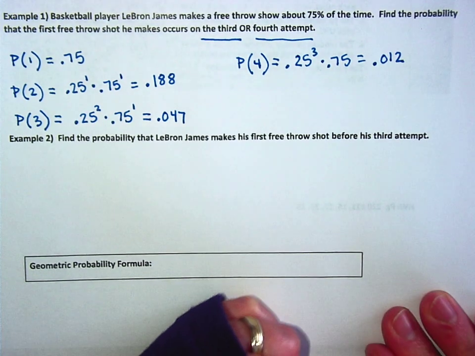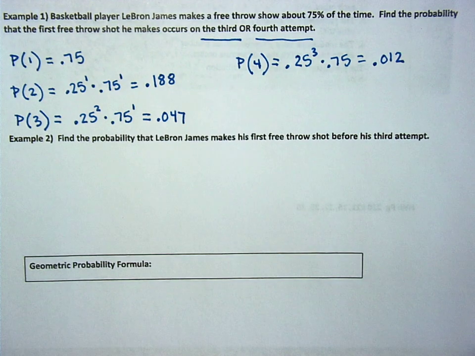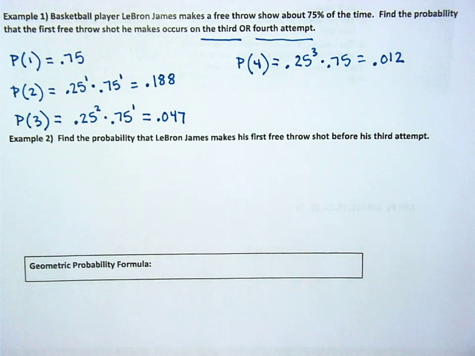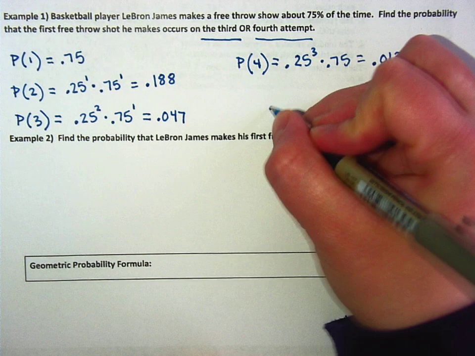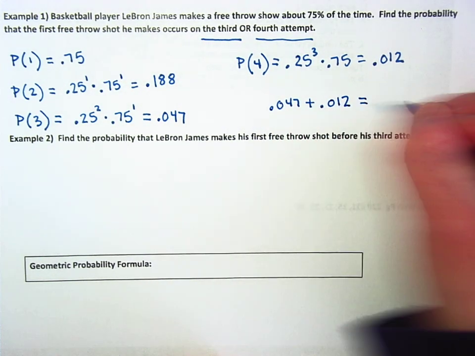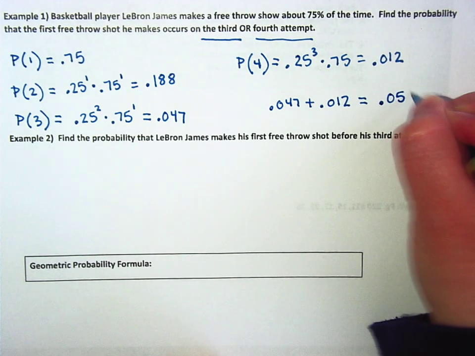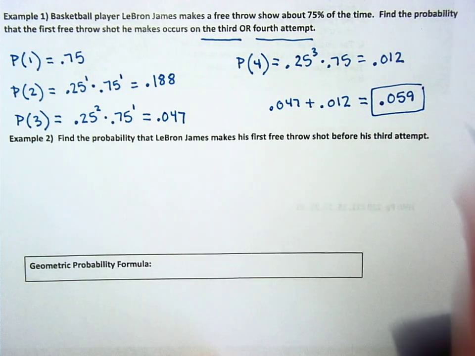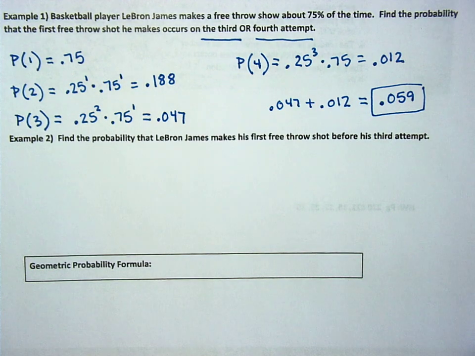All right, so how do I find the probability that it was the third or the fourth attempt? What does or mean again? Add them. Or means add and subtract the overlap, but there's no overlap between getting it right on the third one and getting it right on the fourth one, because if you got it right on the third one, you just stop. So I'm going to add those two together. That is 0.047 plus 0.012, which is 0.059.